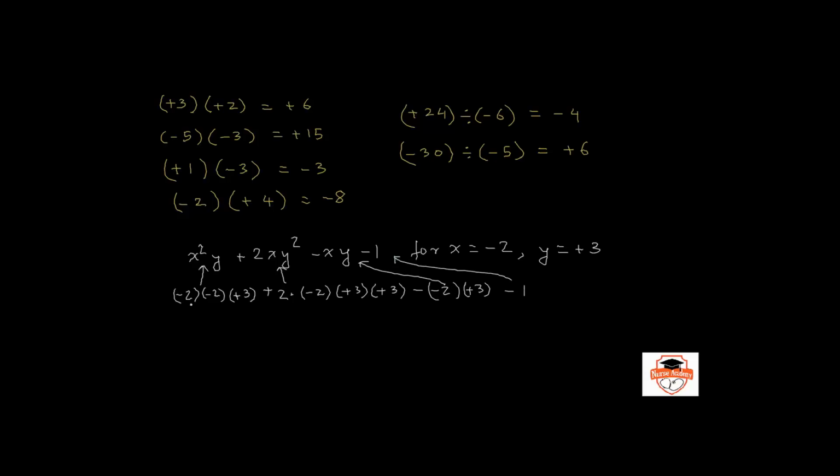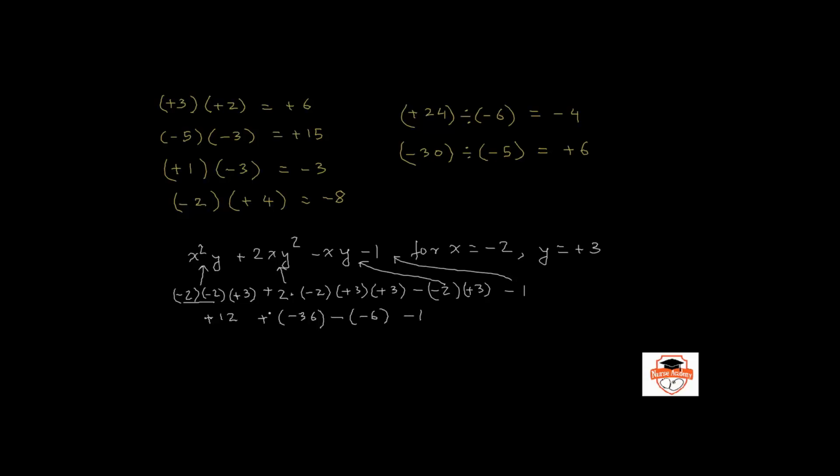So negative 2 times negative 2 is positive 4. Positive 4 times positive 3 is positive 12. So we have a 12 or a positive 12 over here. Plus 2 times negative 2 is negative 4, times positive 3, that's negative 12, times positive 3, that's negative 36, minus negative 2 times positive 3 is negative 6, minus 1.